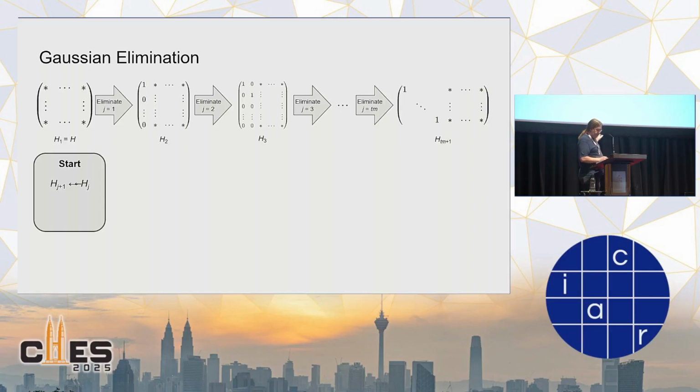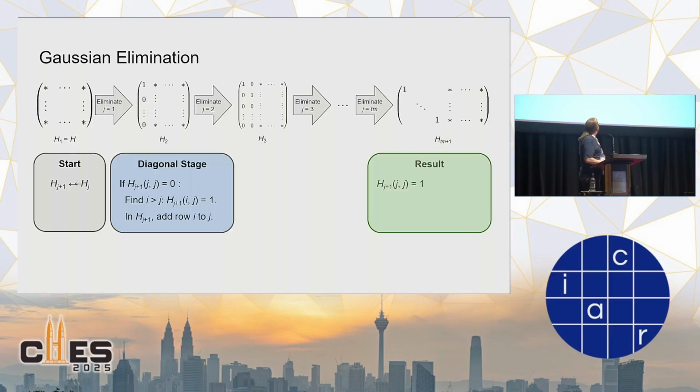And in the first step, we initialize the following matrix with the current one. And then we have two stages, diagonal stage and zero stage. In the diagonal stage, we first try to get the 1 on the diagonal, and in the zero stage, we try to get a 0 everywhere else. And this is very simple. If there already is a 1 in the diagonal, we don't need to do anything in the diagonal stage. If there isn't, then we need to find a 1 somewhere else and then add it to the row J, and then we get a 1, right?